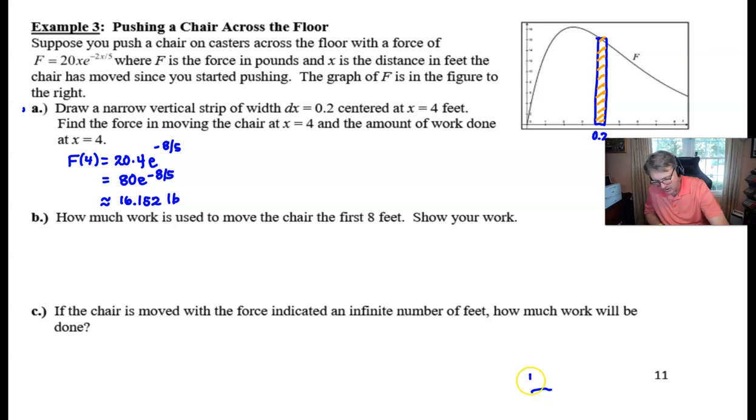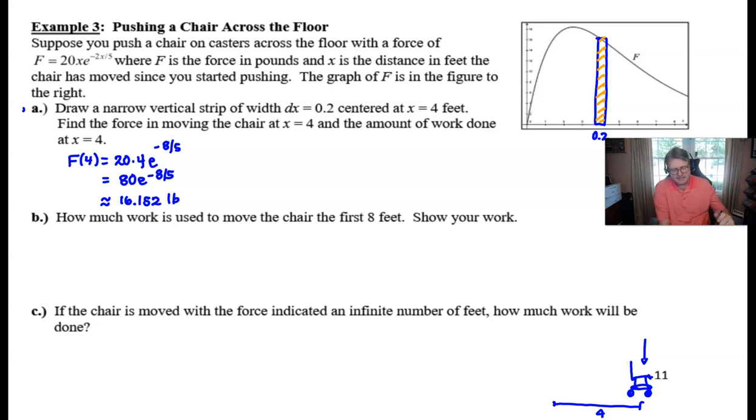This is going to be an awful picture, so please bear with me, but here is our chair, and those are our casters, right? Let's see if I can take this whole chair and move it. By the time we move that chair 4 feet, so let's say it starts here and ends right here at 4 feet, we've moved that chair to this place. Right around that moment, if we want that chair to continue in this motion, we would be applying 16.152 pounds of force on it.